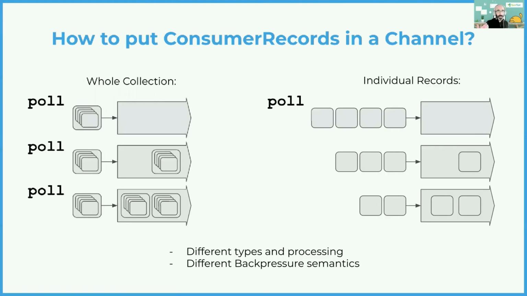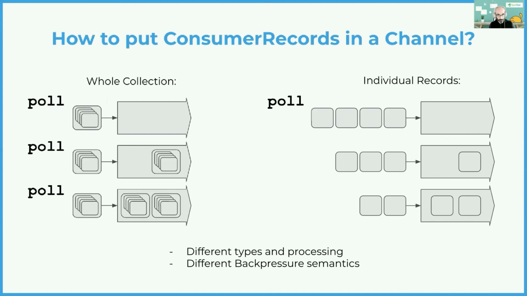On the left side, we are polling for messages from Kafka and get a collection that we put as is into the channel. We can immediately continue to the next loop iteration and get another collection from Kafka, which we put on the channel. And then one last time, we get a third collection. And only then we run into back pressure.